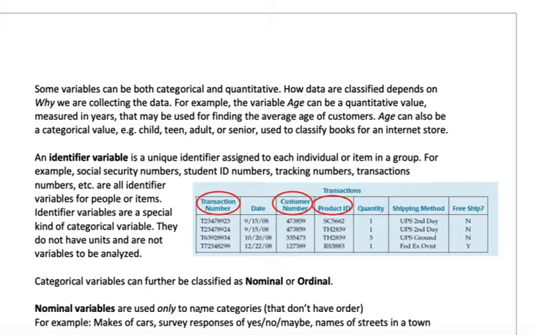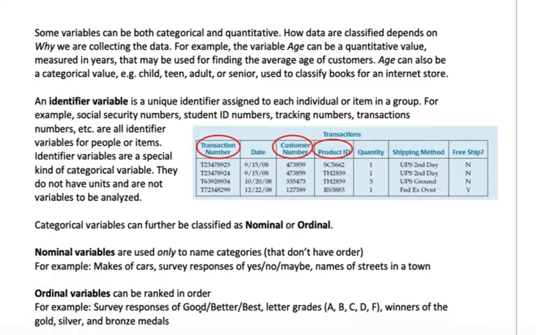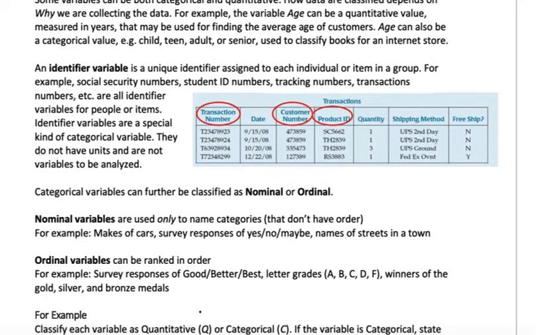And then we have another type called an identifier variable. This would be something like a social security number, a student ID number, tracking numbers, transaction number, customer number, product ID number. Those are all examples of identifier variables. They're often numbers, but they don't have units, so they are categorical. And we can't really analyze them. They just identify a particular case or a particular product.